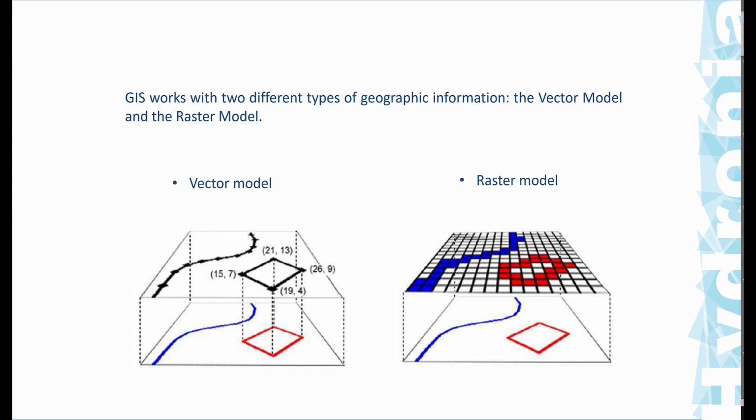The fundamental unit in the case of a vector model is the point or node, but then the node can relate to other nodes to form a line, and then the lines can relate to other lines to form a polygon. And again, as every geographic object in the GIS environment is related to alphanumeric data, each of these objects can have its own attributes. And that's the basis of the vector model.